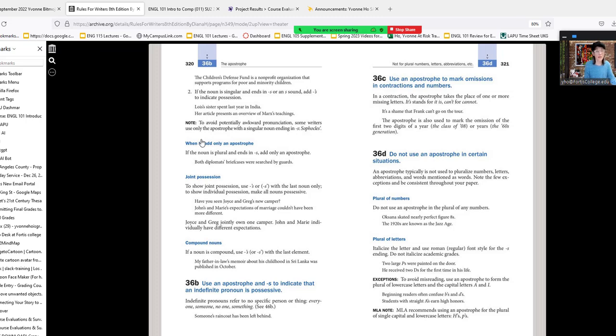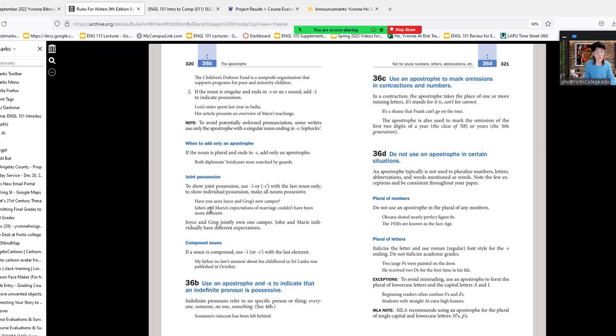So when to add an apostrophe. If the noun is plural and ends in s, add only an apostrophe. Both diplomats' briefcases were searched by guards. Joint possession. Use apostrophe s with the last noun only to show joint possession. Make all nouns possessive to show individual possession. Have you seen Joyce and George's new camper? John's and Maria's expectations of marriage couldn't have been more different.